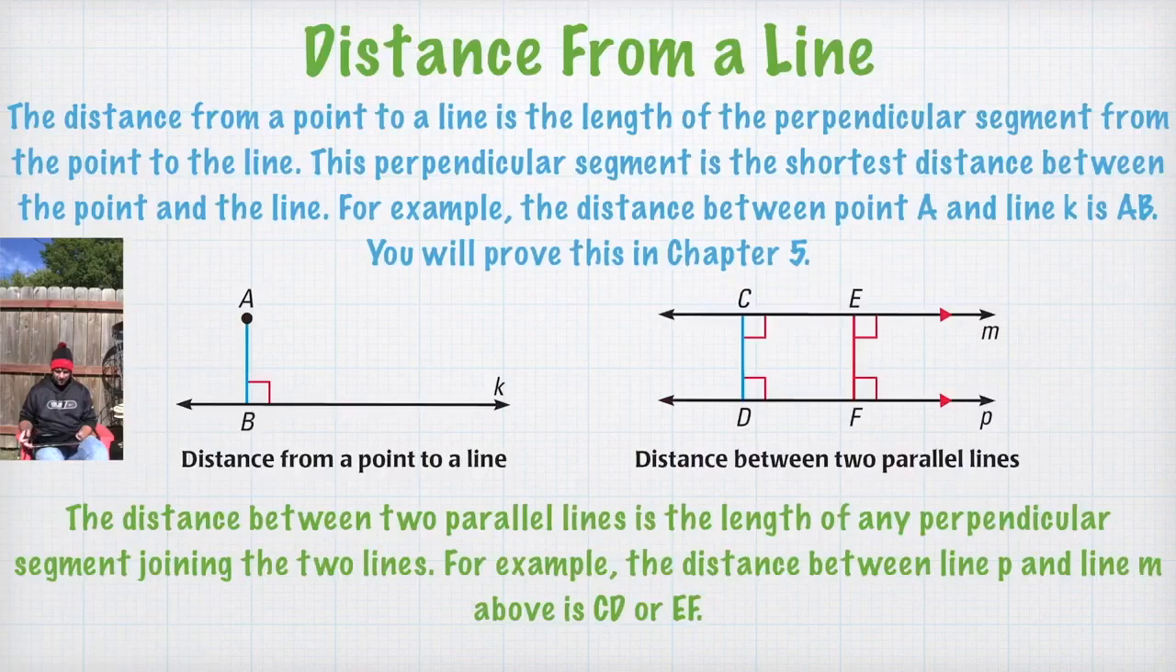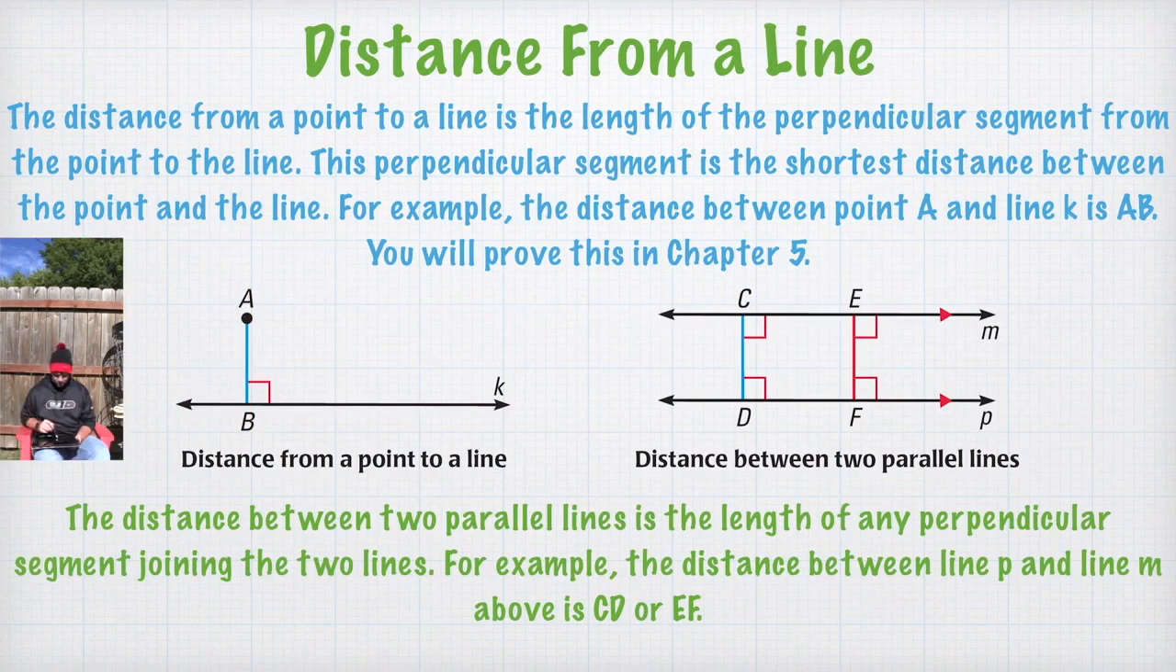Okay, distance from a line. The distance from a point to a line is the length of the perpendicular segment from the point to the line. This perpendicular segment is the shortest distance between the point and the line. For example, the distance between A and line K is AB. So you have point A, line K. The shortest distance is AB because that's a perpendicular line formed with K. You will prove this in chapter 5.